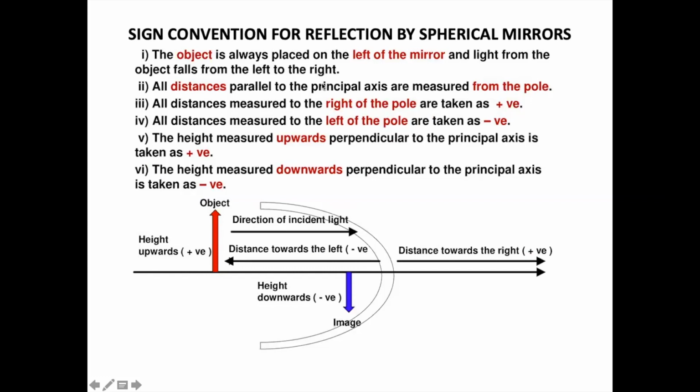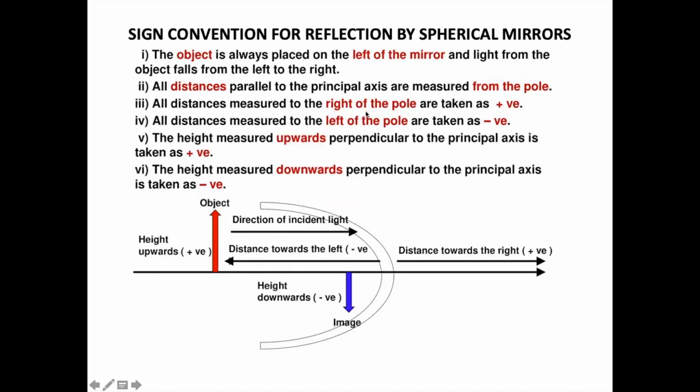The object is always placed on the left of the mirror, and the light from the object always falls from the left to the right. So this is an object, it is placed on the left side, and from the object, the light will be incident on the mirror in case of the concave mirror. All the distances parallel to the principal axis are measured from the pole.